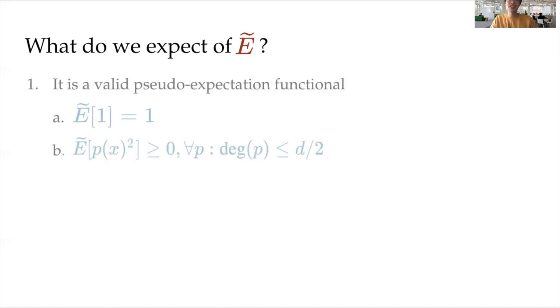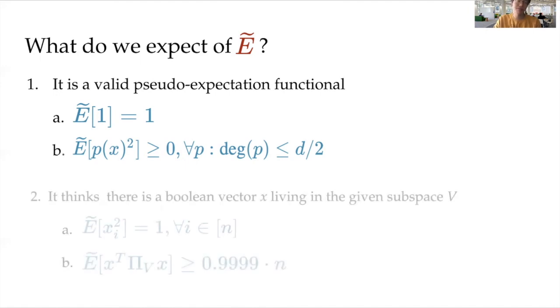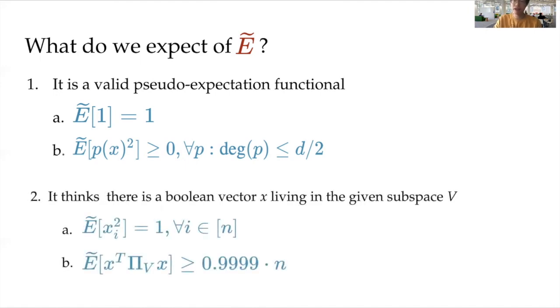Let's recall what we want of our pseudo expectation again. It should be a pseudo expectation functional. Namely, if we ask SOS what it thinks 1 is, we want SOS to say 1 is 1. Also, if we ask SOS what's the square of some low degree polynomial, we want SOS to give us some non-negative real number. And in the problem that we look at, Boolean vector in random subspace, we also want SOS to say that there is a Boolean vector X that lives in the given subspace V.